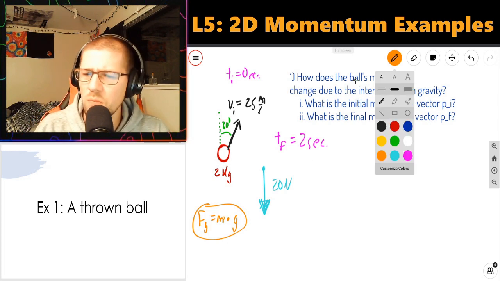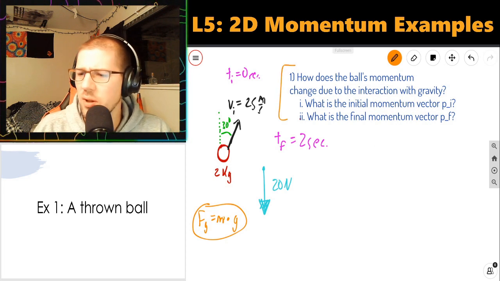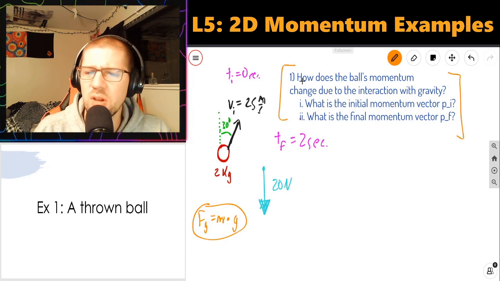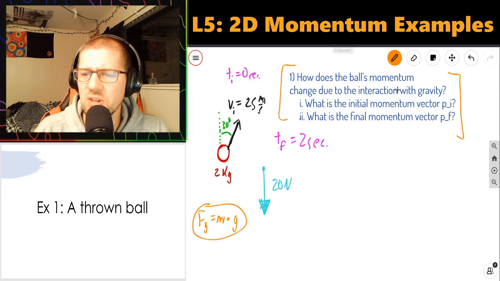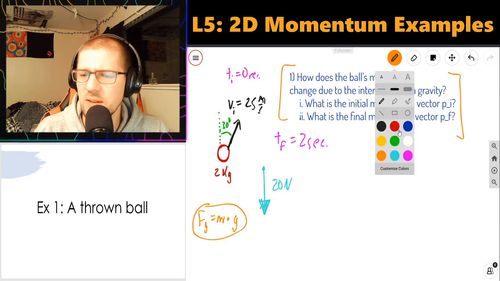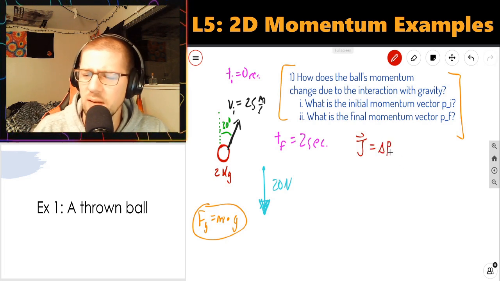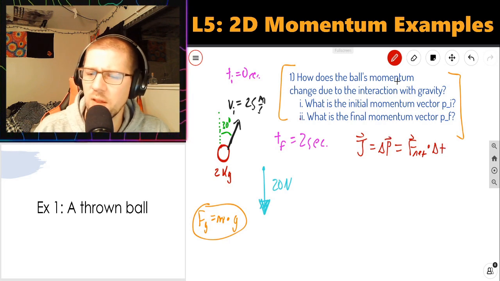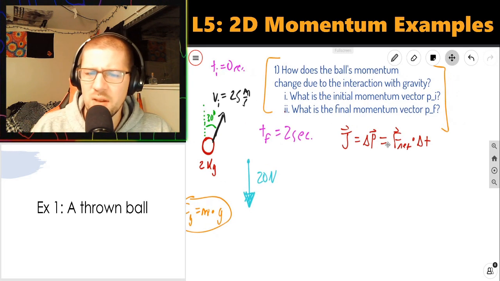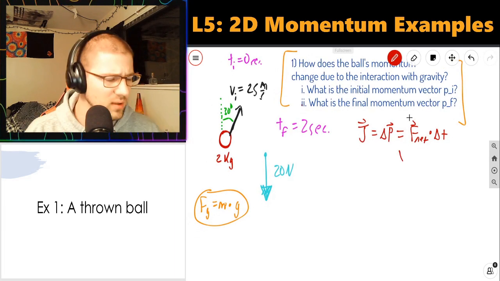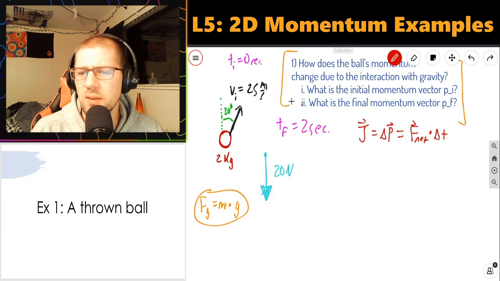Okay. So my questions are all about changes in momentum. The change in the ball's momentum is the same as J, the impulse. So J is just delta p, and delta p is the same as the net force on a system times delta t. And delta p here should be a vector. There we go.